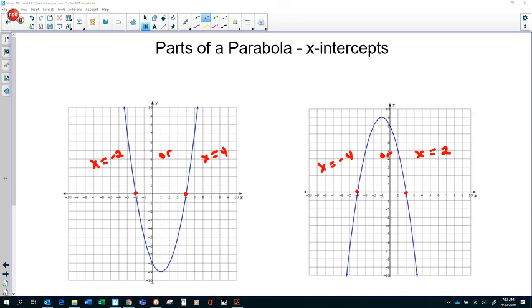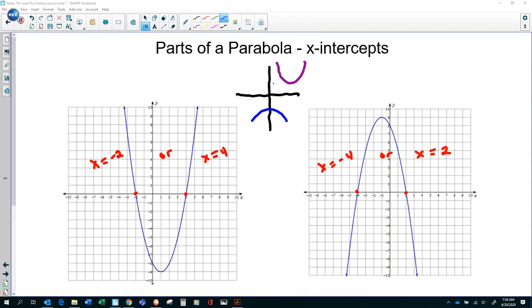Continuing, the parts of a parabola are the x-intercepts. This is the point at which the parabola intersects the x-axis. This one's at negative 2, this one's at 4, this upside down one's negative 4, and this one's at 2. There is a possibility, however, that the parabolas will never intersect the x-axis.